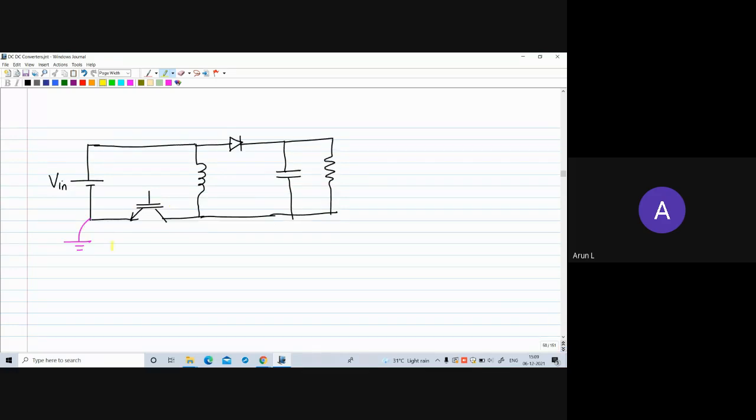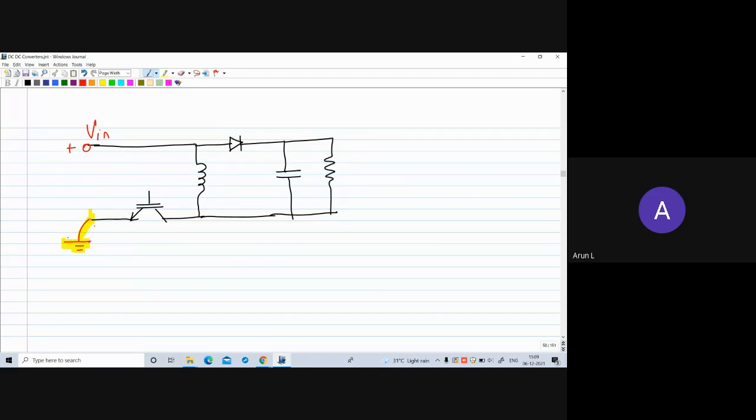Now let me assume that this is my reference node in the circuit. This point is my reference node. So without explicitly showing this potential V in here, I can delete this source. I can just mark a bubble here and mark it as V in. Since this is our reference node, I can delete this source and simply put a bubble here and mark it as V in. It means the same thing. This point is at a potential of V in with respect to the ground. That is shown here.